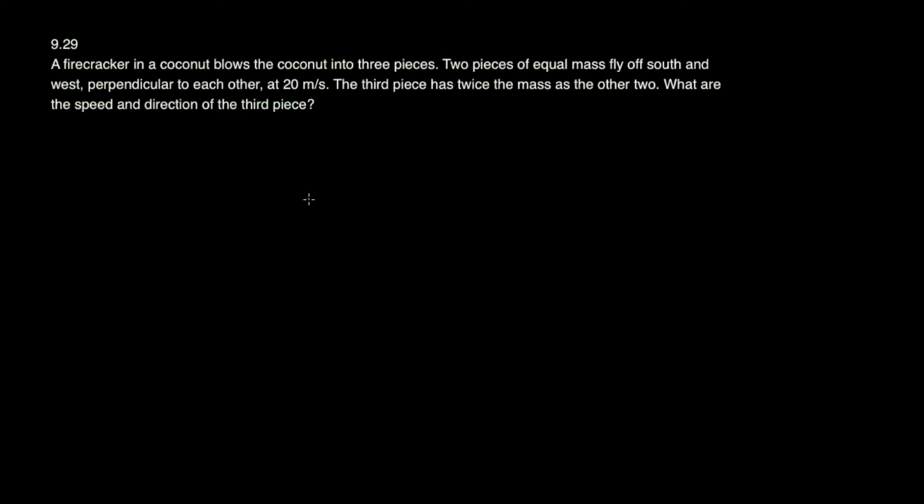Okay, like always, it's good to just draw a picture of what happened. So let's put this on our axes. Let me actually redraw these real quick. Okay, so we know one piece shot off straight west. We'll call it V1. And then we know another piece shot off straight south. We'll call it V2.